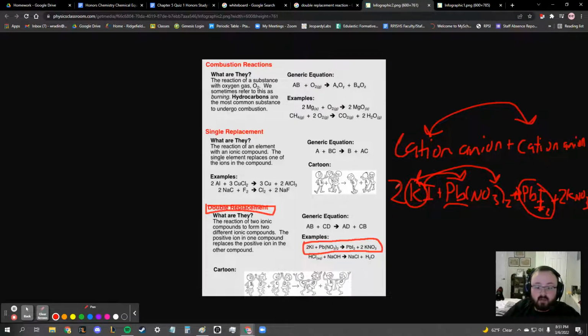Okay, the best way to tell a reaction is a double replacement is you have plus signs on both sides, and you have two things that are not on their own. So in the single replacement, you had something on its own, like this aluminum, like this fluorine, like this copper, like this chlorine. In a double replacement, you're always going to have two pairs. So we have potassium plus iodine, and then the lead and the nitrate. So we have two pairs of things that are connected. Nothing is on its own. Alright, these are both ionic compounds.